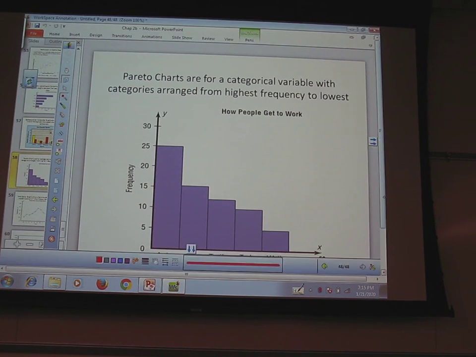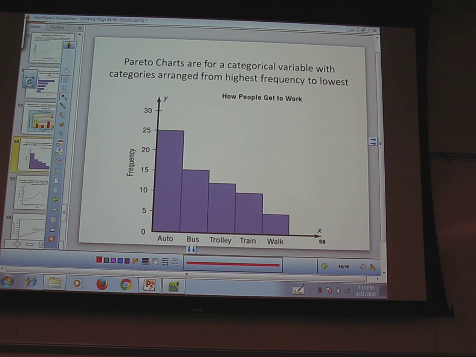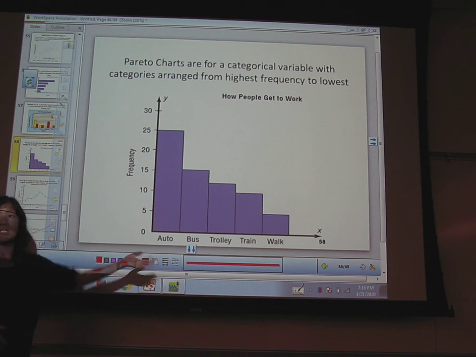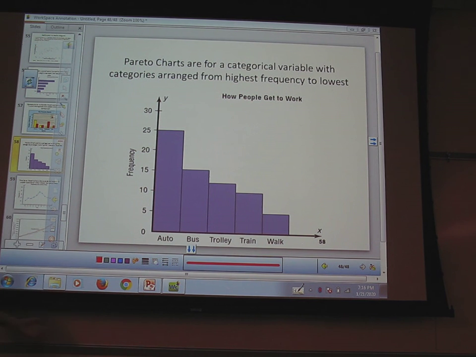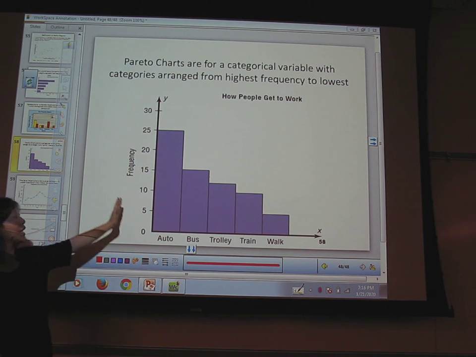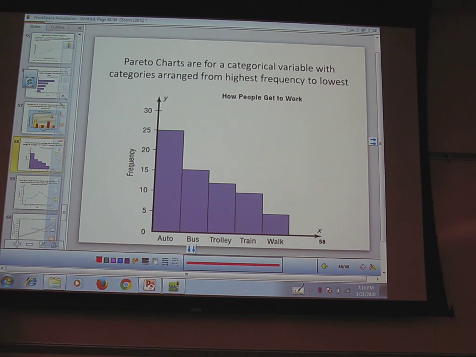And then we have Pareto charts. Pareto charts are when you have categorical data. The thing about numerical data is you can't rearrange them. You can't put 2 siblings before 1 sibling or 0 siblings. You know what I mean? They have to be in order, 0, 1, 2, 3, 4. But if it's categorical, you can rearrange them any way you want. Trolley can come before auto or after auto, doesn't matter. So a Pareto chart is with categories, and you arrange them from highest to lowest. You'll need to know that for your project coming up.